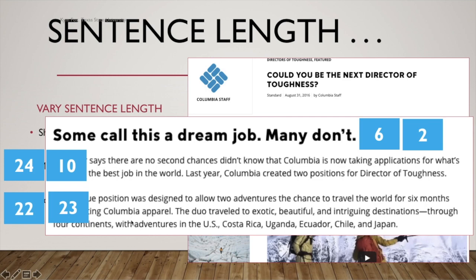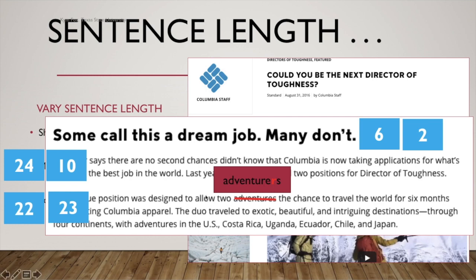Then we move to this and we have 2 similarly length sentences, 22 words, 23 words. We like to vary our sentence length. We don't want to become too staccato. We also don't want to become too wordy. And we also don't want to make grammar and spelling mistakes.